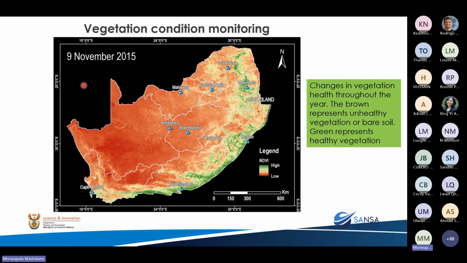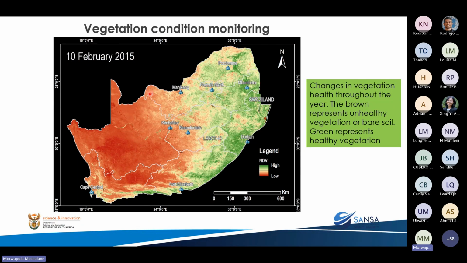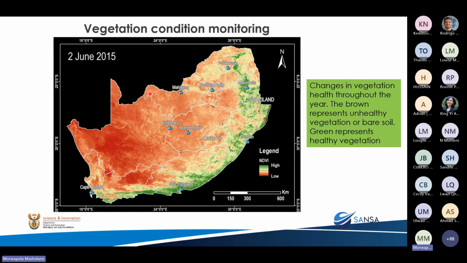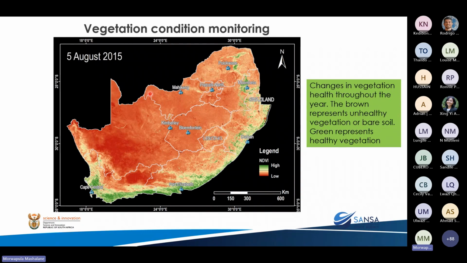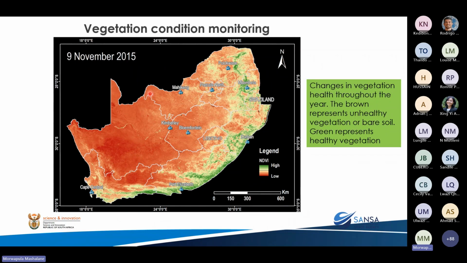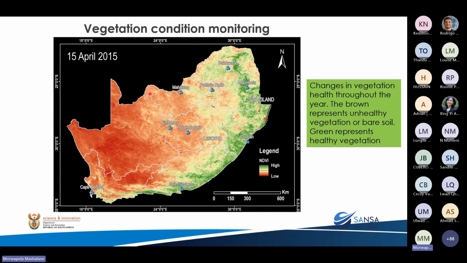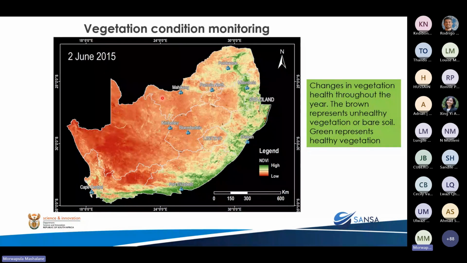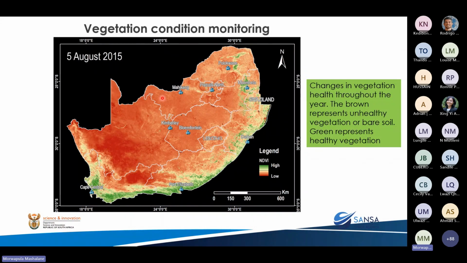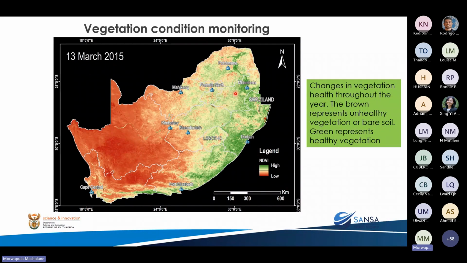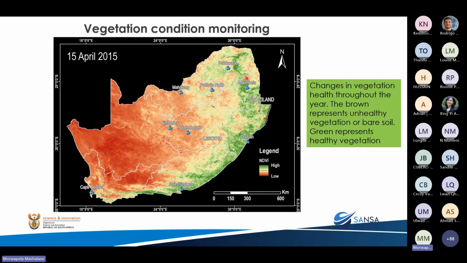So this shows the changes in vegetation condition from January to October in 2015, which is basically very important information for decision makers, especially at municipality level. For instance, if they are able to know whether the grasslands or pastures are affected, they can prepare in terms of what to provide, whether they need to provide fodder or some financial relief. What we see here is the brown is basically the unhealthy vegetation or bare soils, and the green is basically the healthy vegetation.